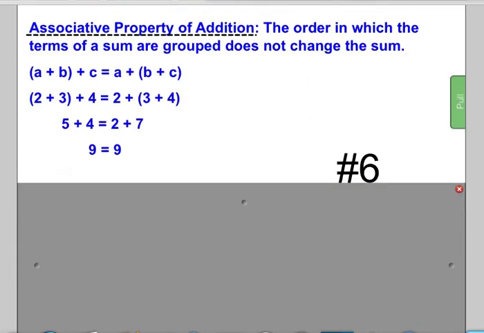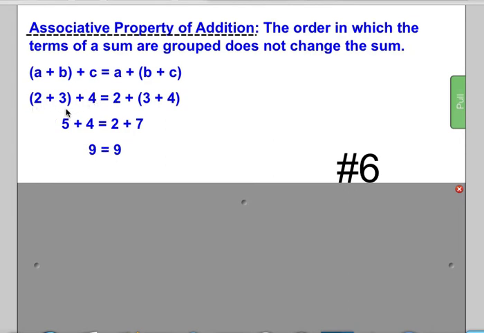The second property that we're previewing is the associative property. The associative property says that the groups will not change the sum for addition and multiplication. So in other words, I can change around the way that I group an expression. So A plus B plus C. I can either group A plus B or I can group B plus C, but I'll still end up getting the same answer. So 2 plus 3 plus 4.